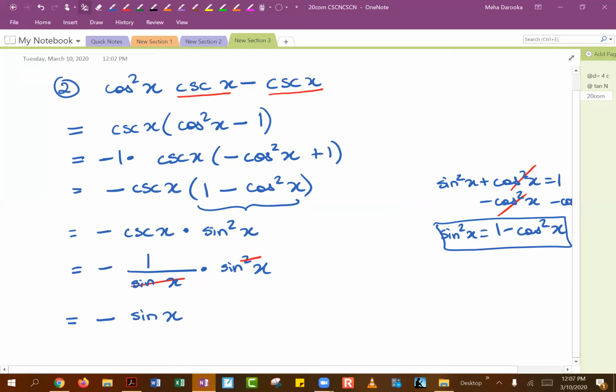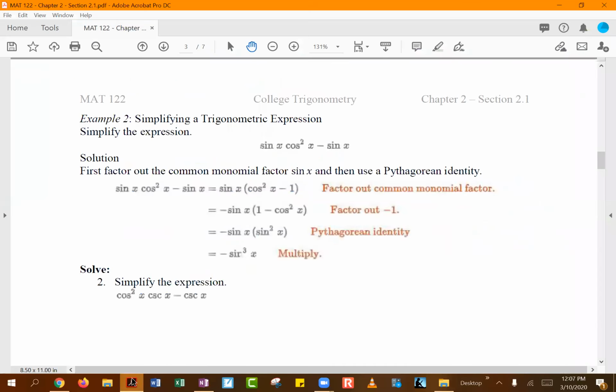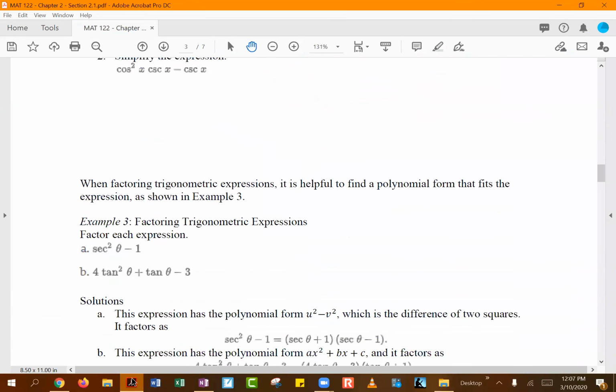All right, so this was simplifying our function or our expression. Now let's look at factoring.